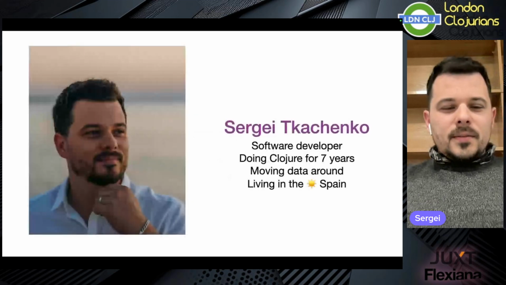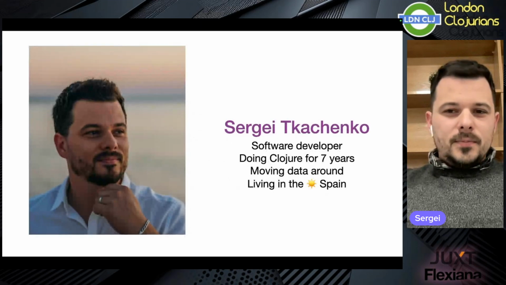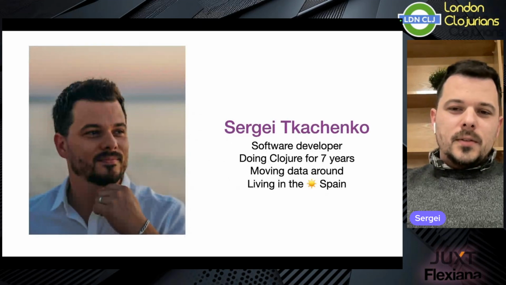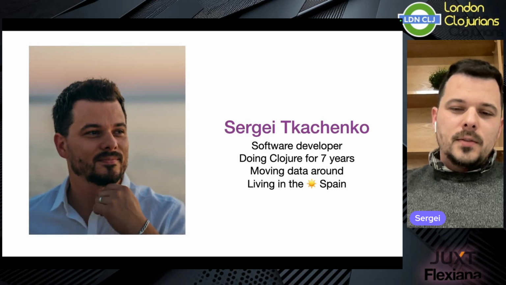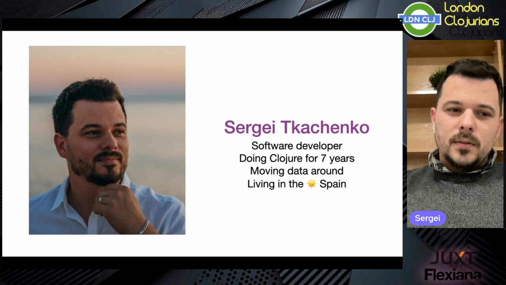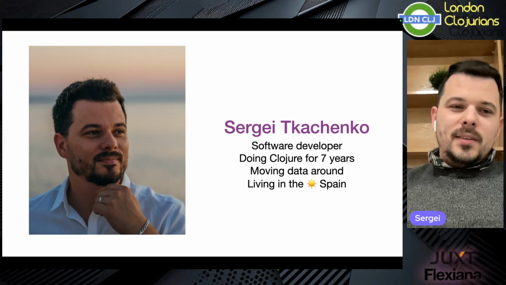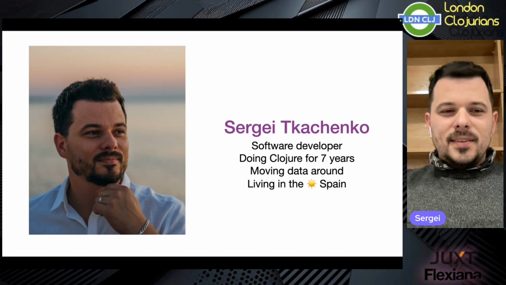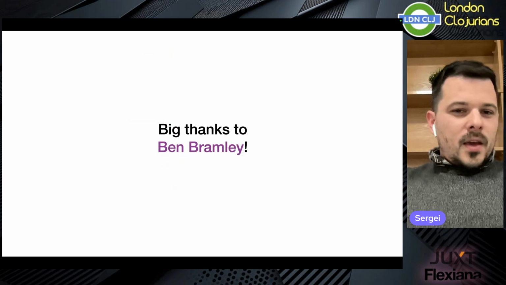I already presented myself a little bit, but to sum up, I'm Sergei. I've been working as a software developer for the past 12 years, and 7 of them doing Clojure. I'm living in sunny Spain. I really like Valencia. So that's pretty much all about me.